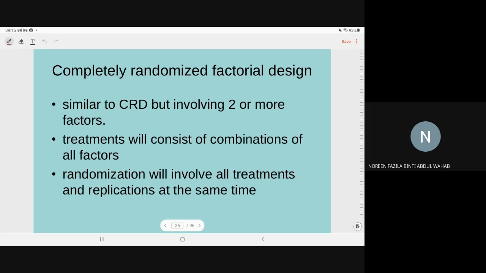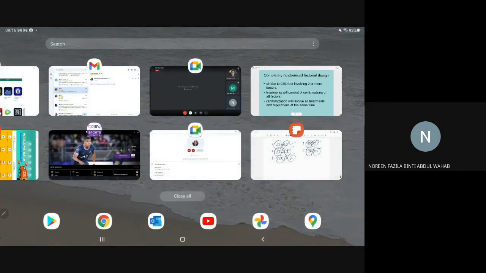When we say that it is similar to CRD, it means that the way that we impart the treatment to our samples will be the same, where there will be total randomization among the samples. Regardless of the treatment and regardless of the replications, all the samples will be totally randomized. That is why we call it a completely randomized factorial design. Treatments will consist of combinations of all factors. Randomization will involve all treatments and replications at the same time. So let's take an example.